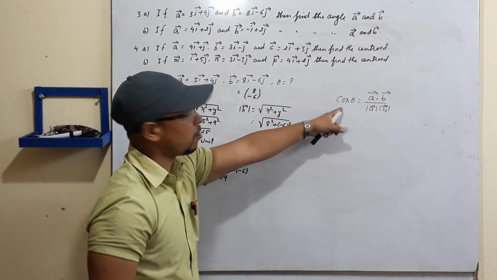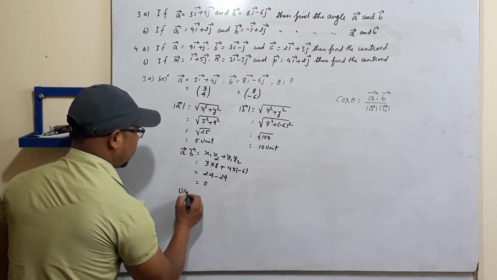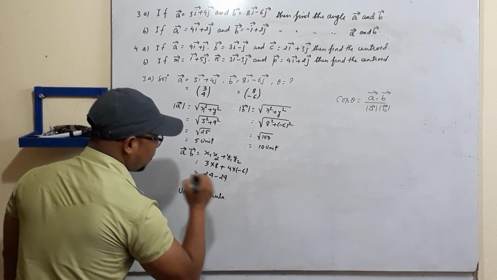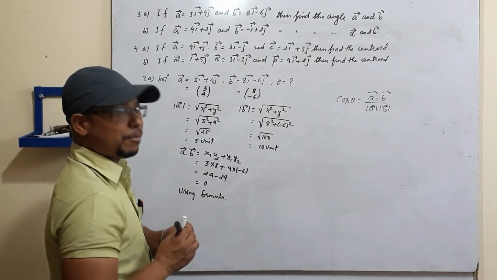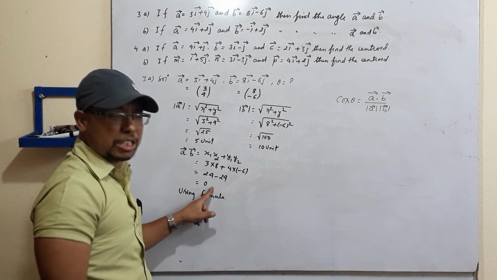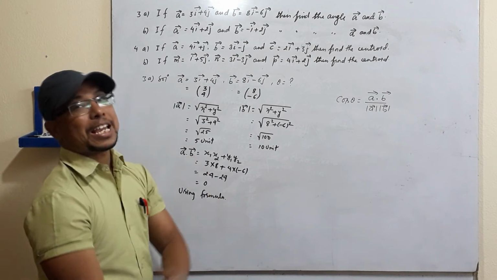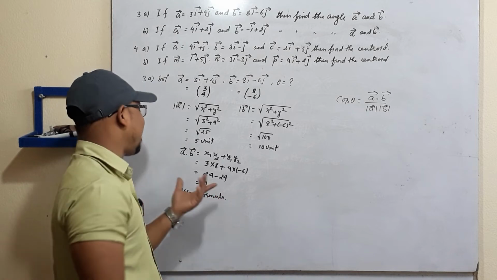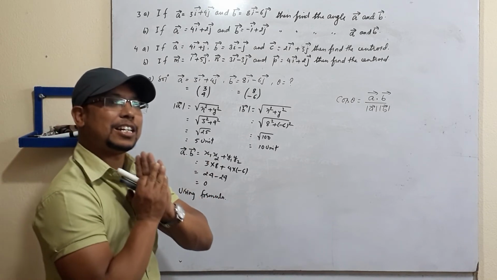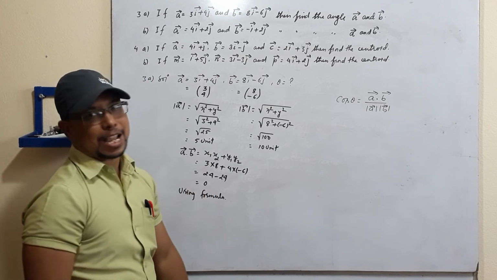Now we have to find cos theta equals a dot b. Now let's use the formula. Now see, one thing, let me explain here. Now here a dot b comes 0. That is, the scalar product is 0. Now if a dot b is 0, then you can directly write the angle between a and b is 90 degree.